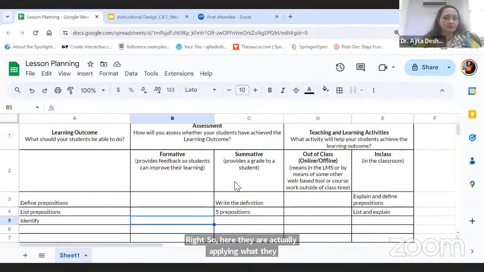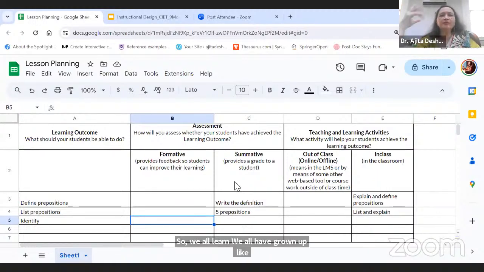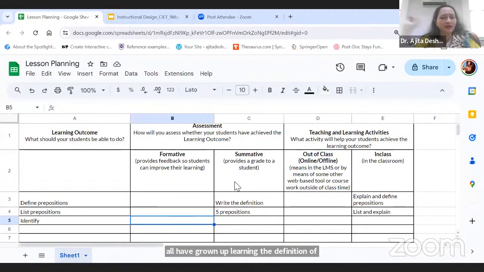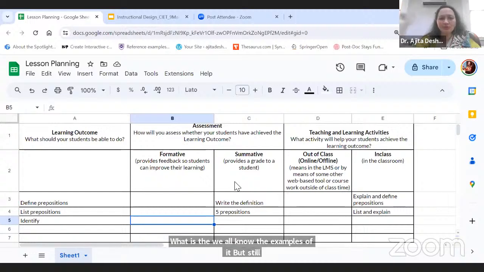Whereas in the first two, if you see, it is just memorizing. We all have grown up like that. We all have grown up learning the definition of preposition. We all have learned by heart what a preposition is. We all know the examples of it, but still there are so many of us who get confused whether it will be "on" or "in". That is because we learned it in a theoretical way.